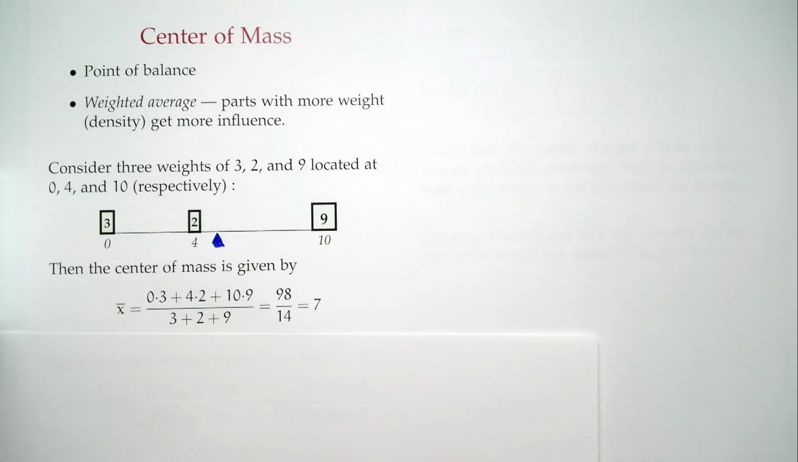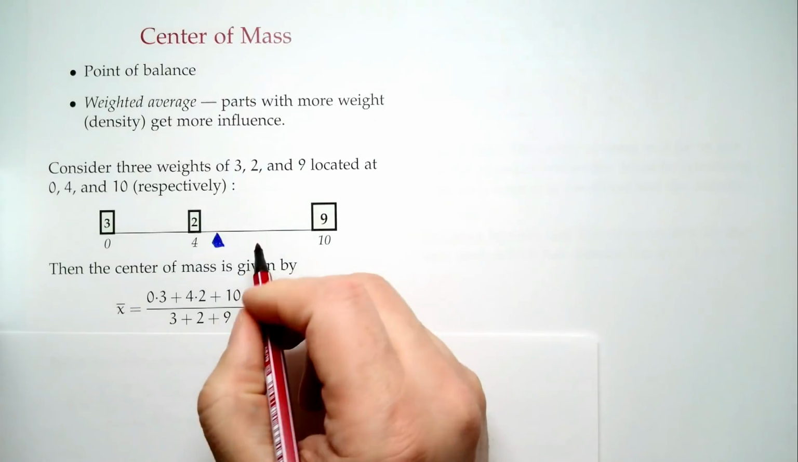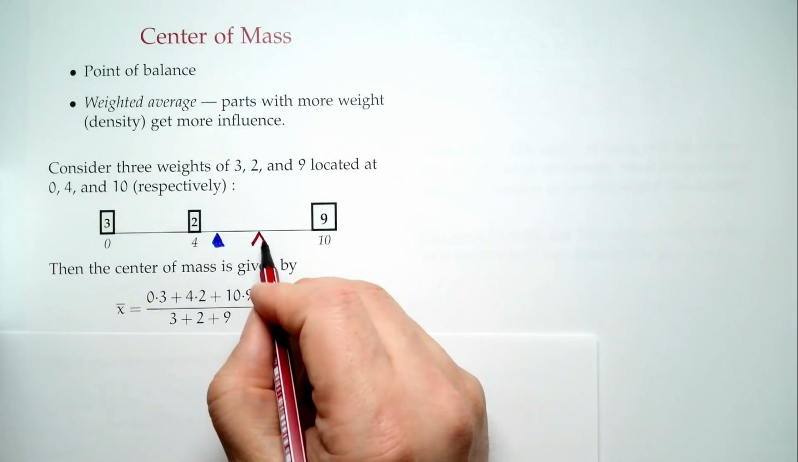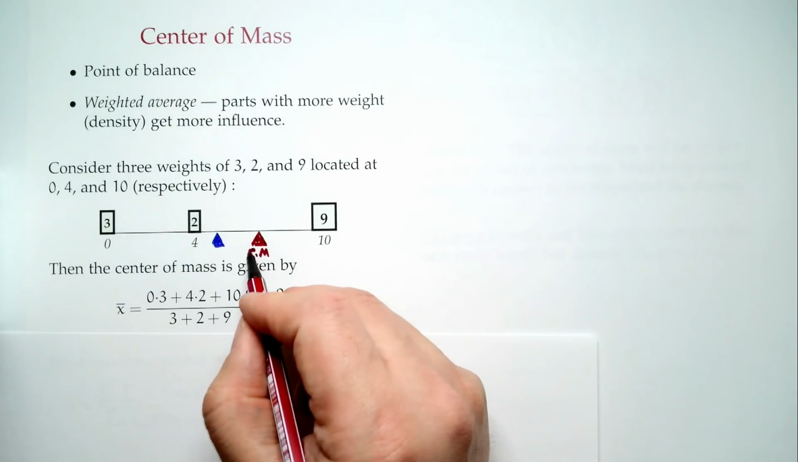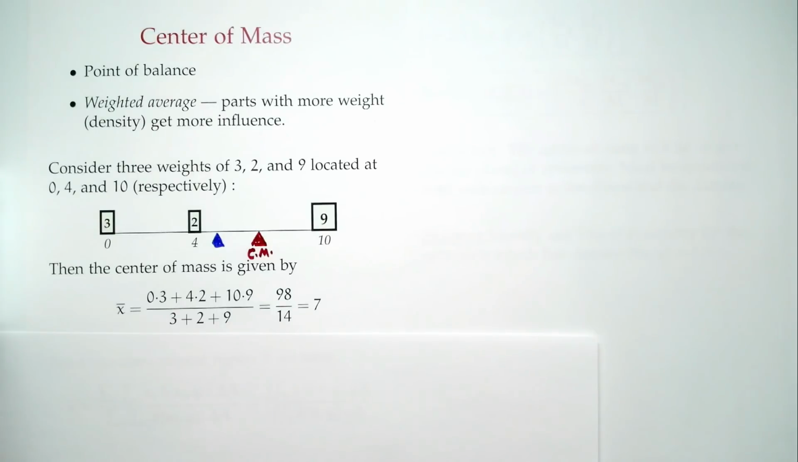And now if you carry out that computation, you'll see that it's not the same value we talked about a little while ago. It's, well, 0 plus 8 plus 90 is 98, and 3 plus 2 plus 9 is 14, which gives us 7, which means that under this convention, the center of mass is halfway in between 4 and 10. So there's our center of mass. All right. So again, we're somewhat averaging our locations based upon how much weight there is at that location. So that's our center of mass.